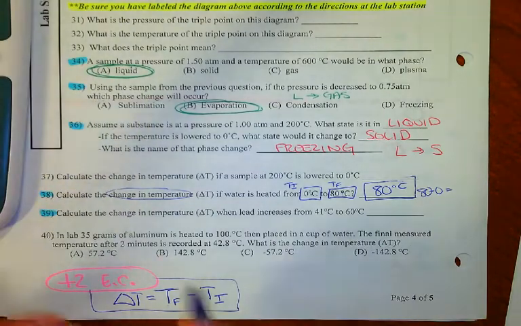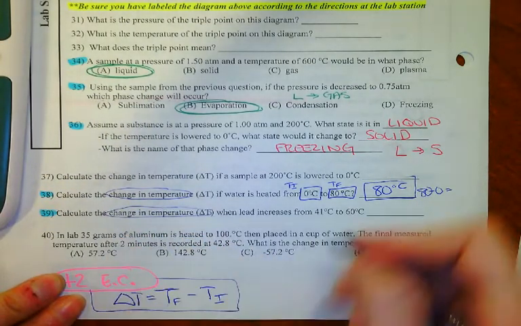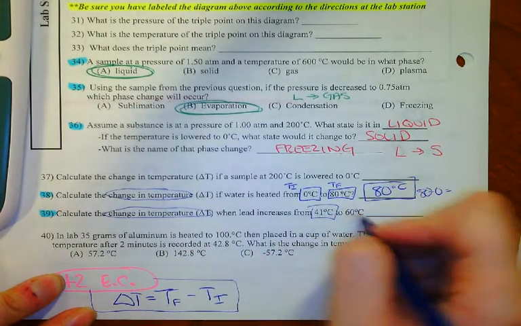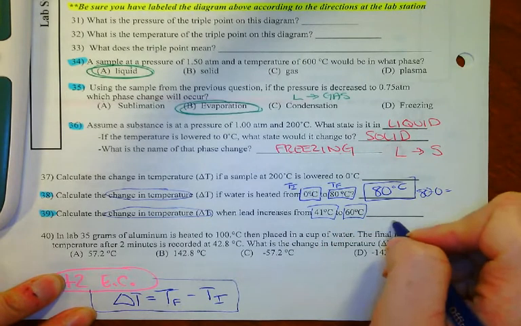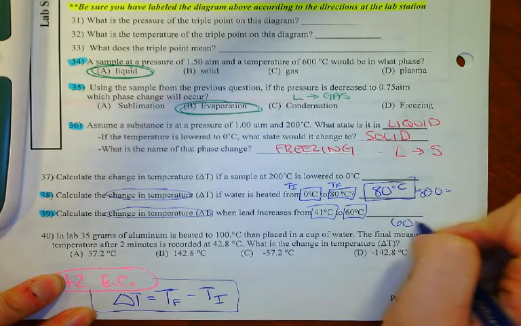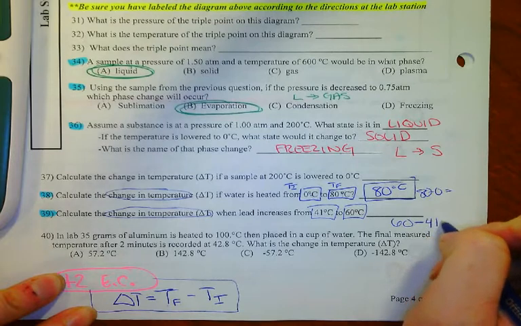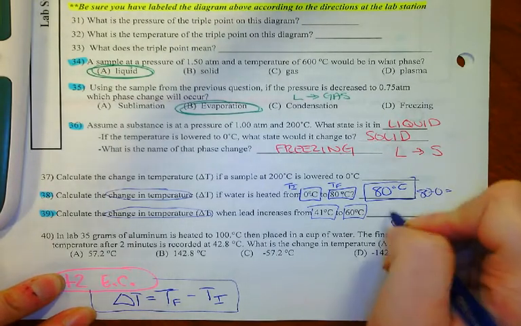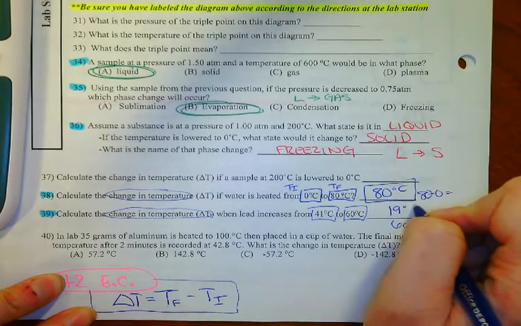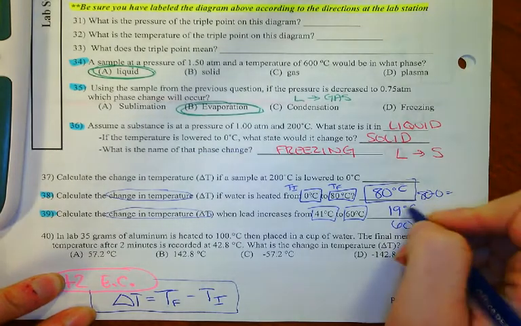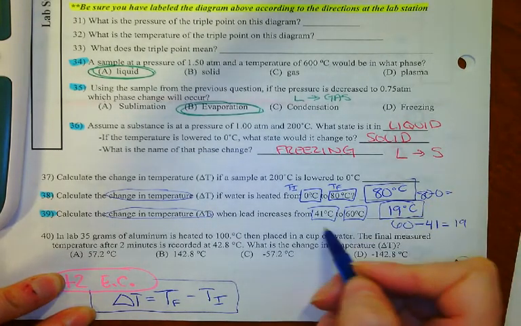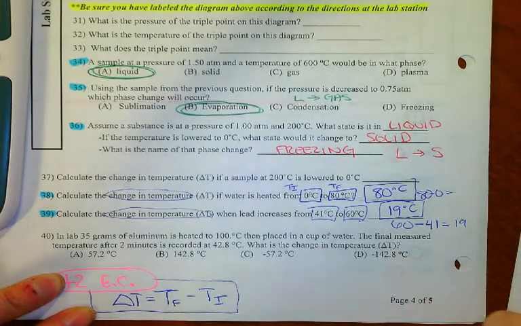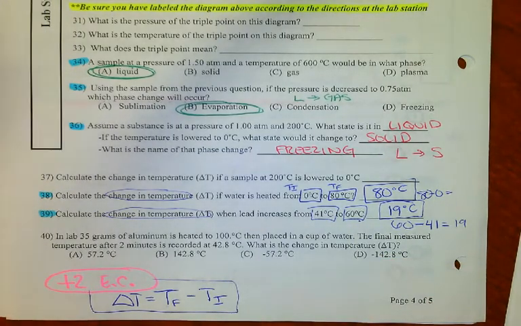For this one, calculate the change in temperature when lead is increased from this temperature to this temperature. So I'm going to say 60, my second temperature, minus my starting temperature equals 19 degrees Celsius. And again, that's going to be positive 19 because it's heating up. All right. Finish this page on your own if you haven't. And turn over to page 5.